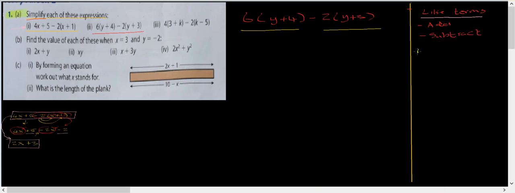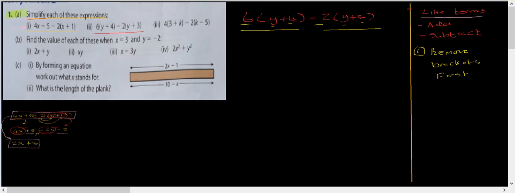Okay, so a general rule is remove brackets first. So if you have an expression and you have brackets within the expression, you want to remove those brackets first. So let's do that first. So how do we remove the brackets? What we do is we multiply everything inside the bracket by the term that's on the outside of the bracket. So what does that look like? So we're multiplying 6 by y and 4, and then over this side we're multiplying 2 by y and 3.